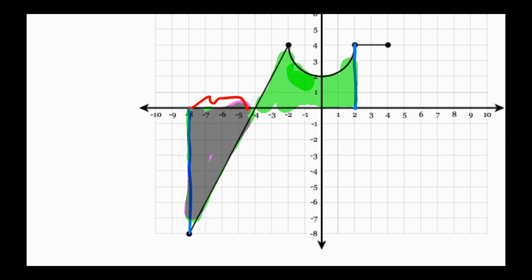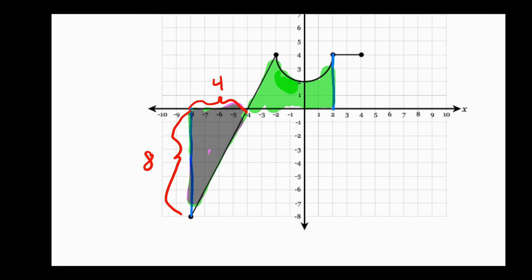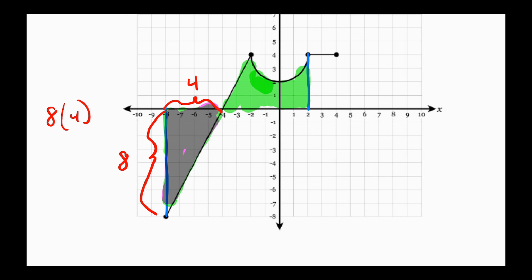So this is a triangle. The dark part here is a triangle with a base of 4. So what I do is I picture it all positive, and then whatever my answer is, I just change it to a negative answer because I know it's under the curve. Okay? The height here is going to be 8. So area of a triangle is base times height divided by 2. So 32 divided by 2 is 16. But since it's under, I just change it to a negative 16.